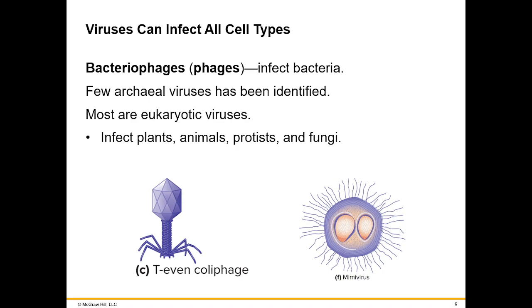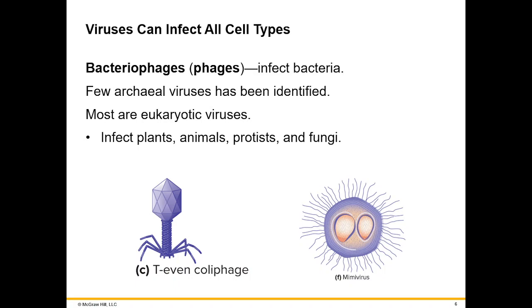As very small and simple structures, they can infect all cell types. The viruses that infect bacteria are called bacteriophages, or phages for short. Aside from bacteria, they are also known to infect archaeal organisms, but not much is well known about them. So we know most of the viruses as either phages or eukaryotic viruses. The eukaryotic viruses infect plants, animals, protists, and fungi.